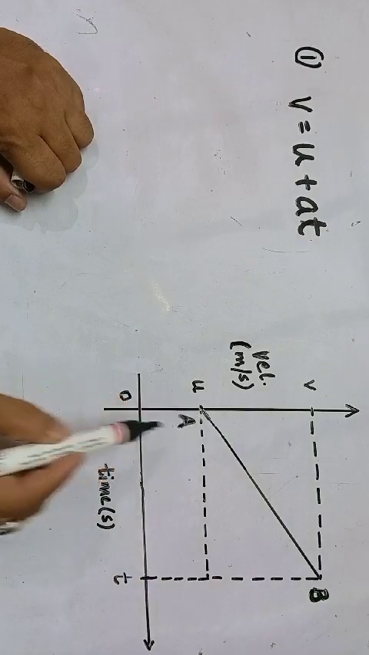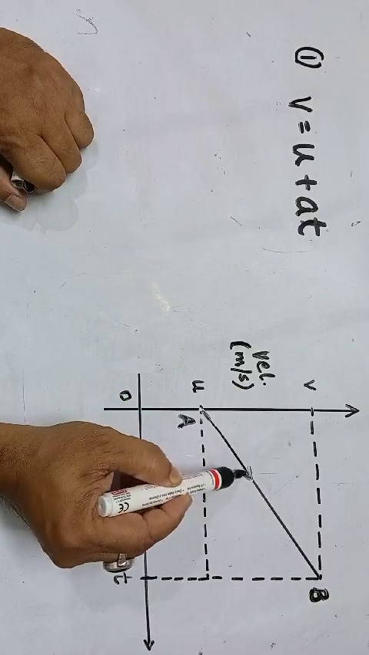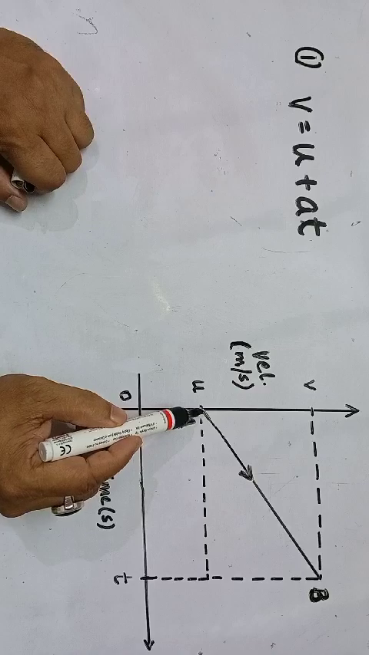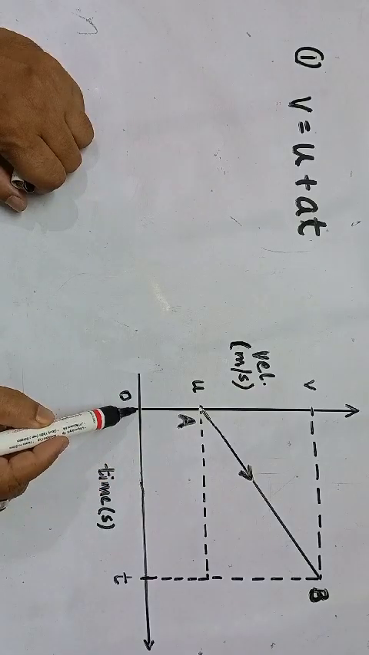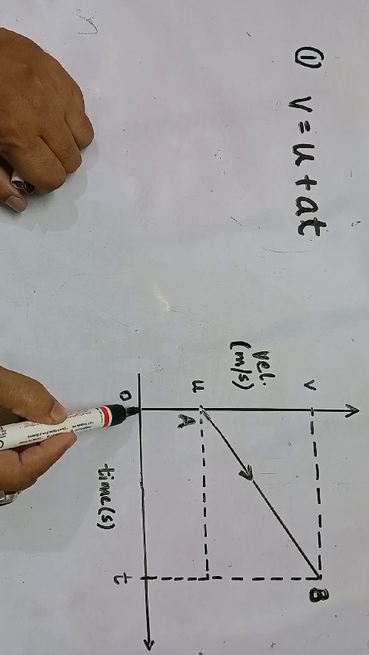First of all, when we are starting from here, suppose I draw an arrow like this just to show you that the motion is starting from here. So here, what is the time? Time is 0. Time is there on the x-axis. So as long as you are here, your time is 0.